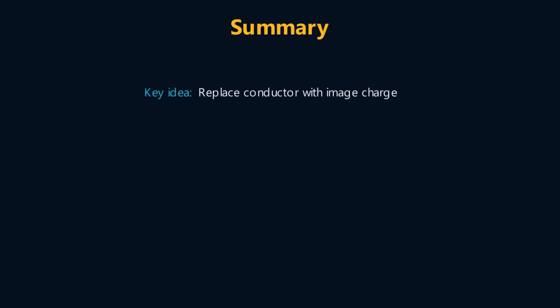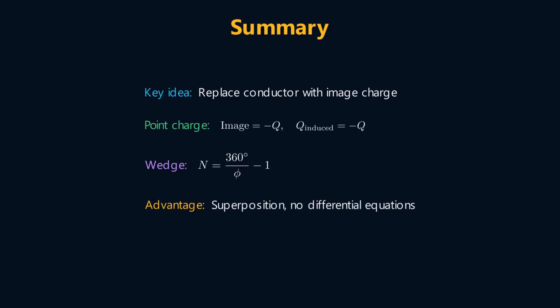Let's summarize the method of images. Replace the conductor with an image charge at the mirror position that maintains the boundary conditions. For a point charge Q above a grounded plane, the image is negative Q, and the total induced charge on the conductor equals negative Q. For wedge geometries, the number of images is n equals 360 over phi minus 1. The method gives exact solutions through simple superposition, avoiding the need to solve differential equations. In our next lesson, we'll move to Chapter 7 and begin magnetostatics with the Biot-Savart law.